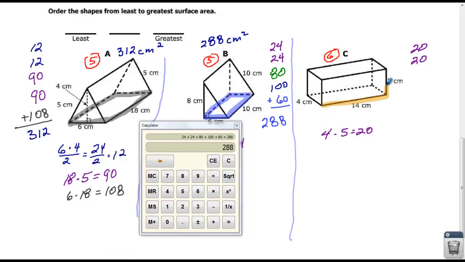Our next side is right here, and that side is 14 by 5. So 14 times 5. 14 times 5 is 70, and I am going to have 2 of those because that 70, we pick it up, is the same as that 70. These 2 sides, this front, this back, are the same. Okay, let's put that away.